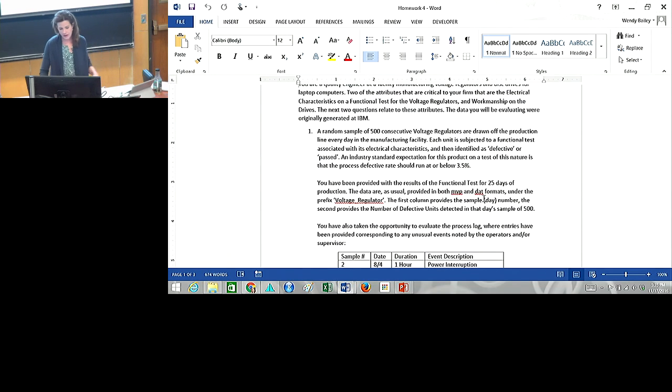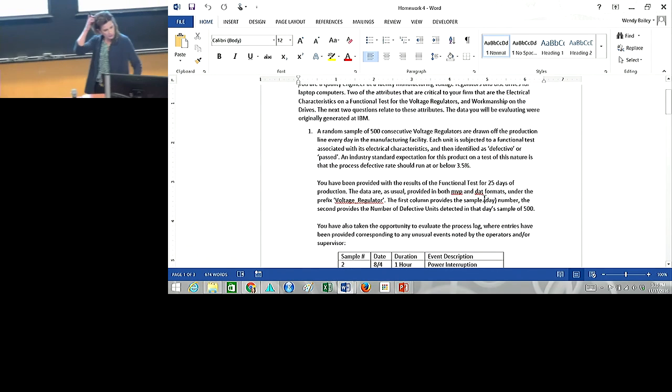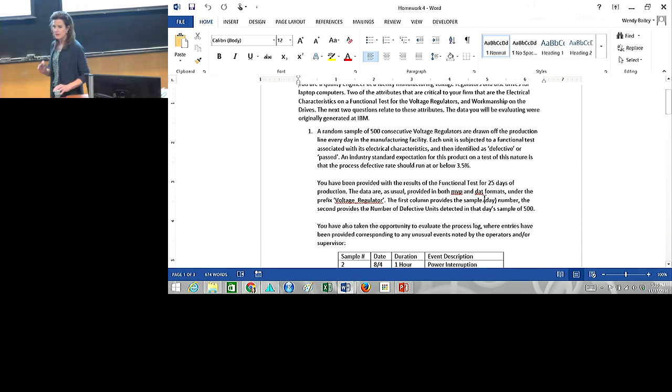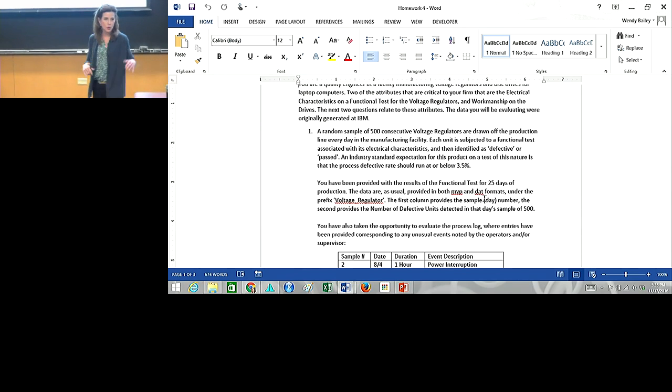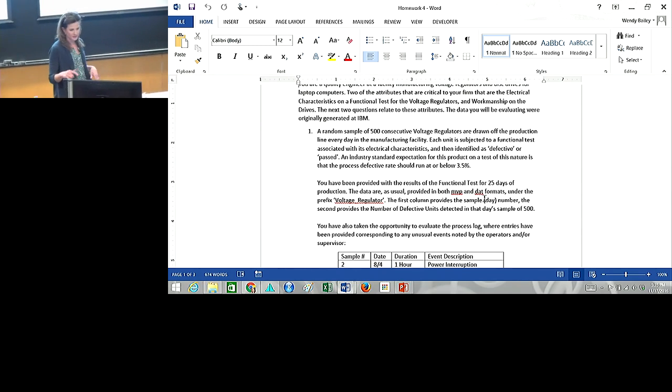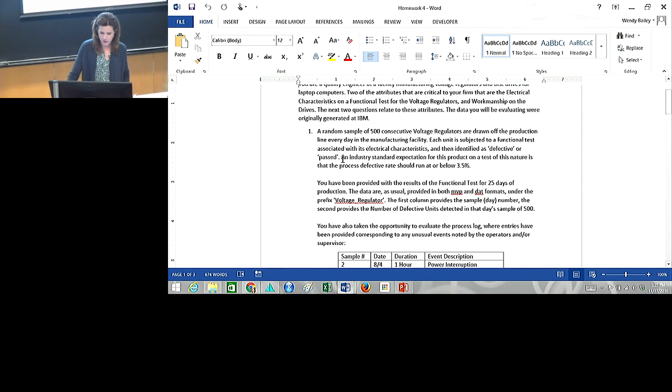Okay, so you've got this random sample of voltage regulators, and we already determined this was based on the binomial distribution: okay or not okay, right? Defective or passed. And we know that our process defective rate, proportion defective, should run at or below 3.5%.